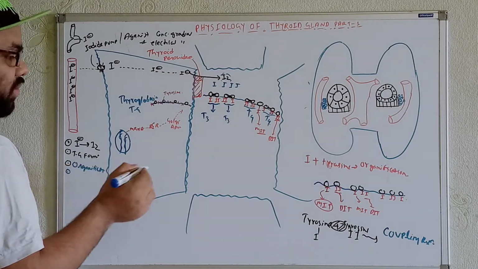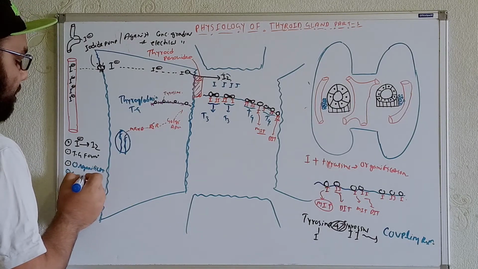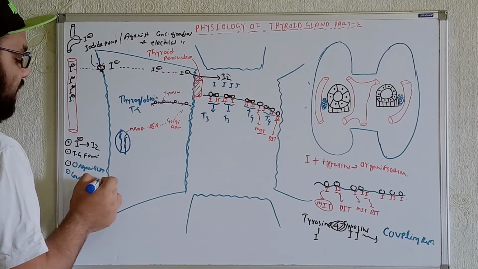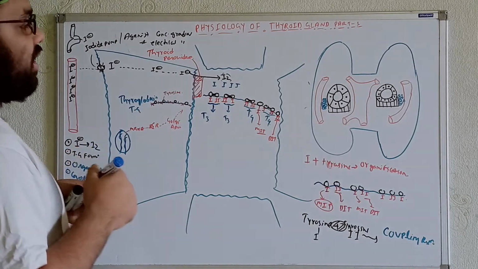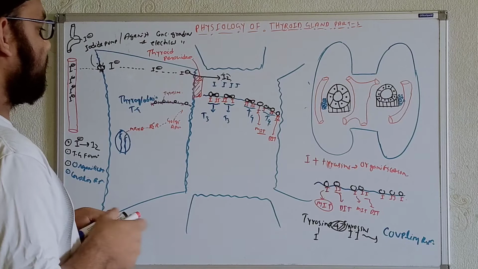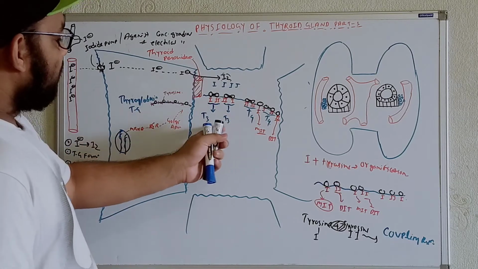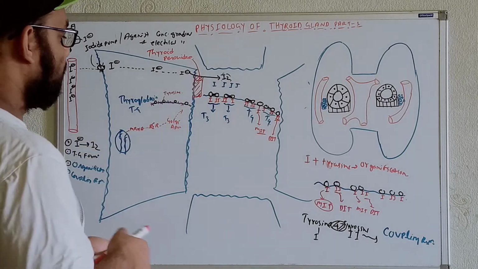Then I did talk about what? The coupling reactions. In the coupling reactions we get the fusion of the tyrosine amino acids with each other. Now, what did we already produce? T3, T4, all these things we already got over here.